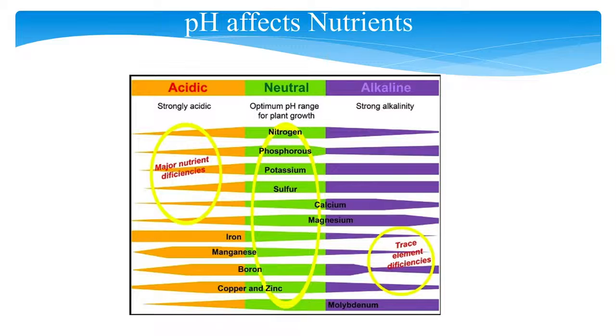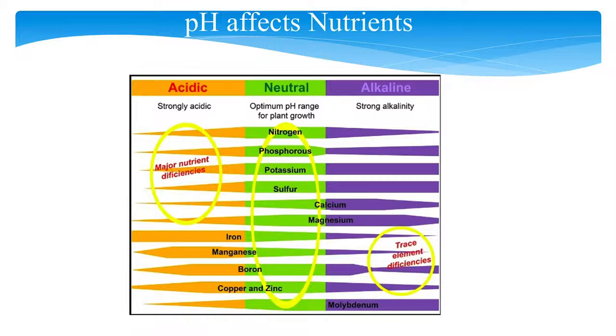So as the band gets wider, that's where that nutrient is available, and where it gets skinnier, like in the case of iron here, the more alkaline you get, the less available iron is. So if you have a plant that likes a lot of iron, like azaleas and blueberries, they're not happy up there because there's not enough iron for them.